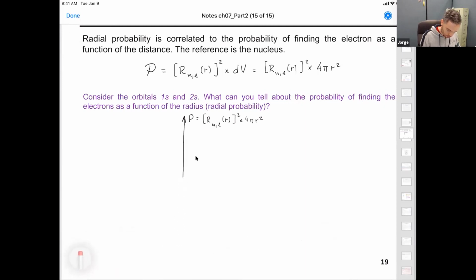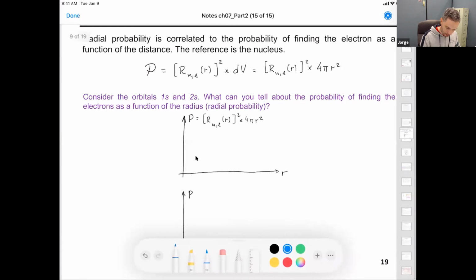So let's draw them separated like that. And here is the same thing. Probability as a function of the radius. And then this is going to be for the 1s orbital, and here for the 2s orbital.